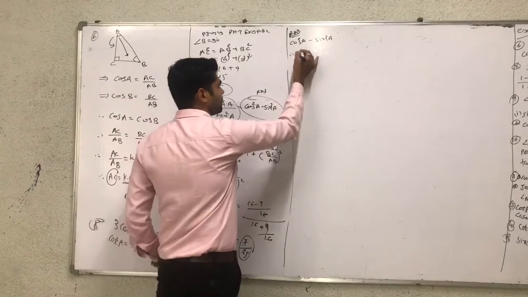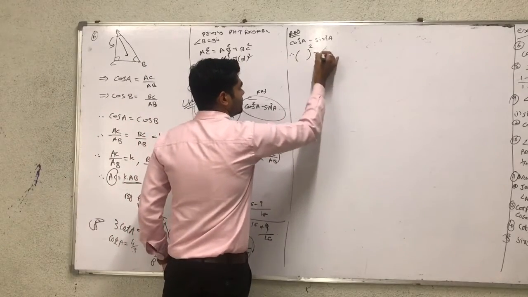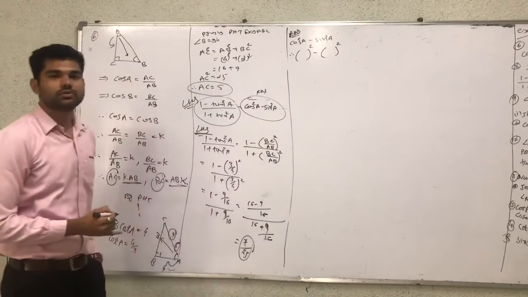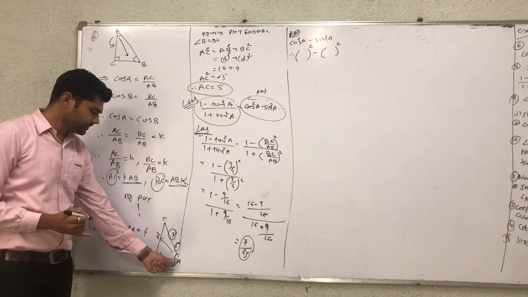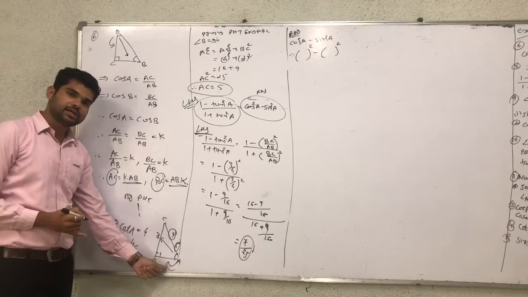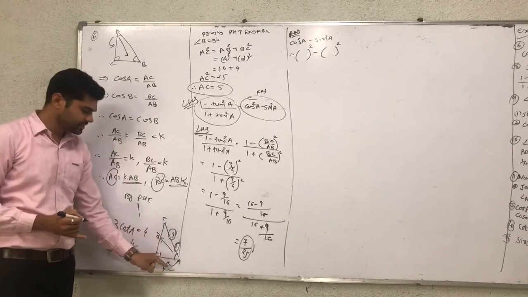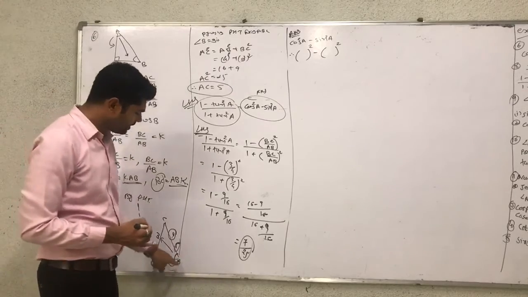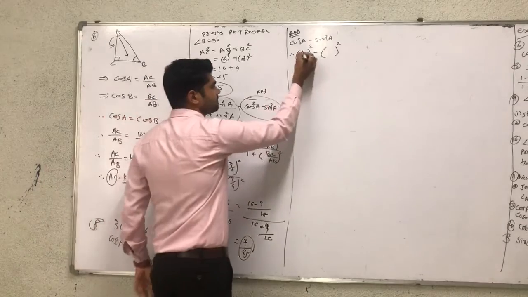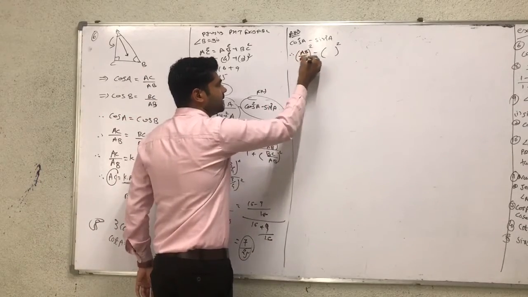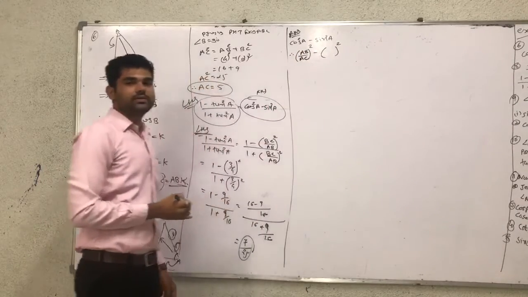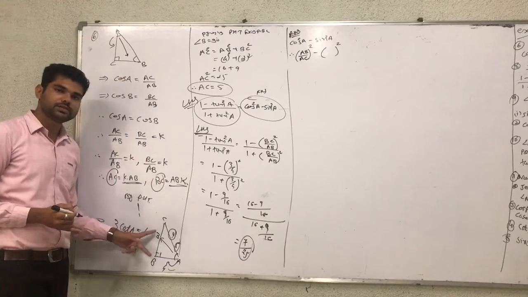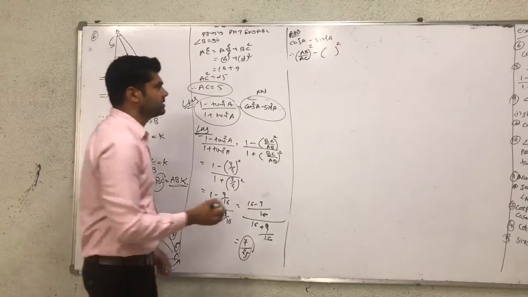Cos square A minus sin square A. Value of cos A. Cos A means adjacent side upon hypotenuse. So adjacent side means AB and hypotenuse is AC. So AB divided by AC. In a similar way, sin means opposite side. Opposite side of angle A means BC divided by AC.